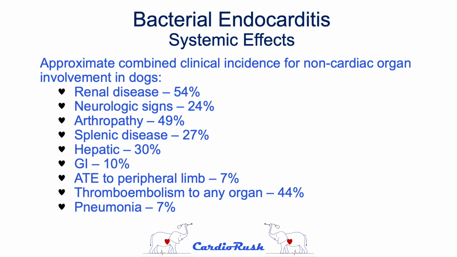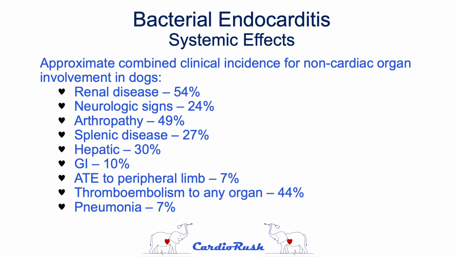The approximate combined incidence of non-cardiac organ involvement in dogs can be quite high, and this is part of the challenge for establishing a diagnosis for endocarditis. Up to half of the dogs or more may have evidence of kidney disease, and neurologic signs or arthropathy may be noted in 25 to 50% of dogs. Abnormality of the spleen may be present in a significant number, and changes in liver enzymes or evidence of hepatic dysfunction may be present in up to a third of dogs.